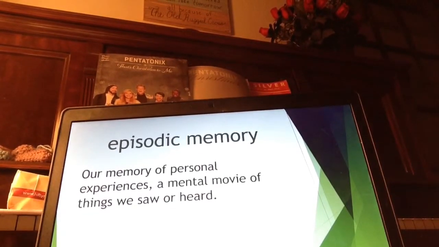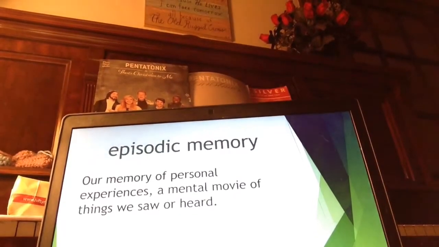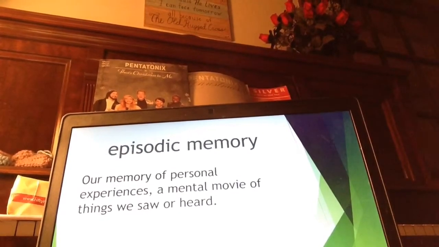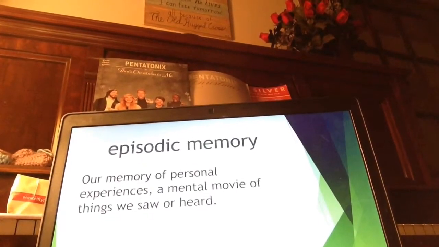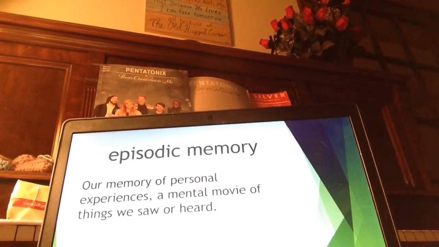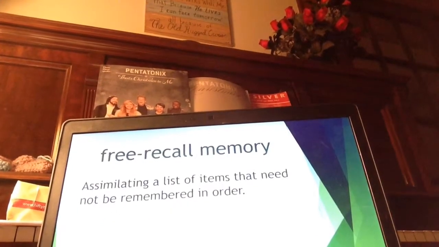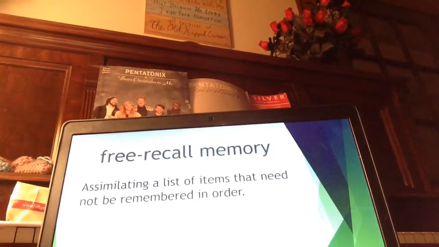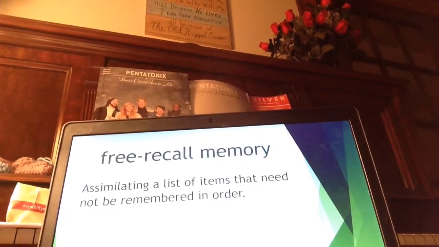Episodic memory is our memory of personal experiences or episodes, if you want to think of it that way. A mental movie of things that we saw or heard. So it's in our memory, the episodes that we're playing in our mind. Those are our personal experiences that we play over and over in our mind. That's our episodic memory.